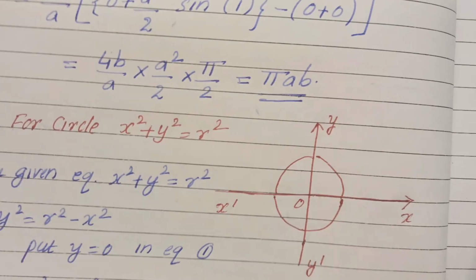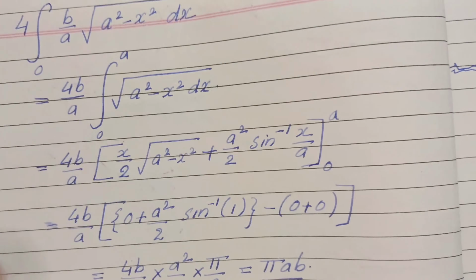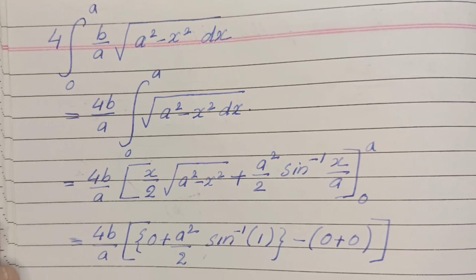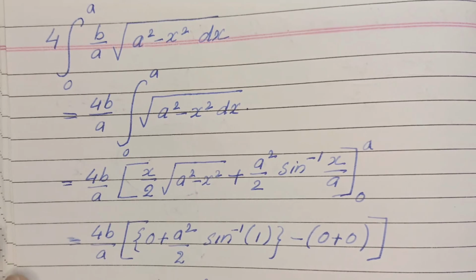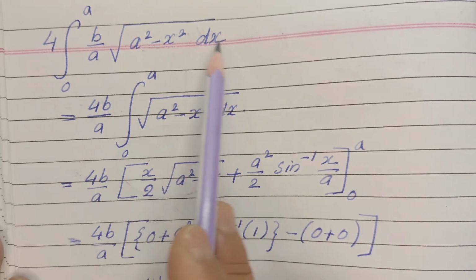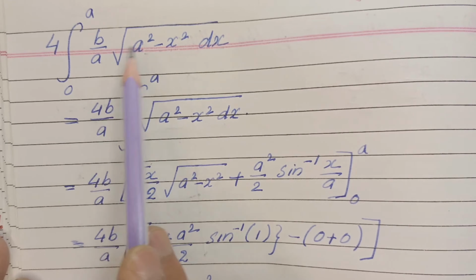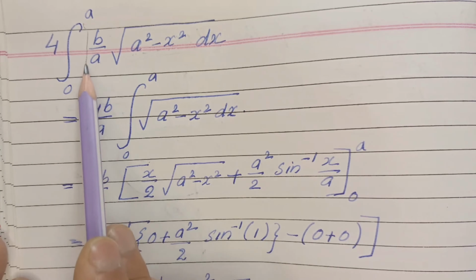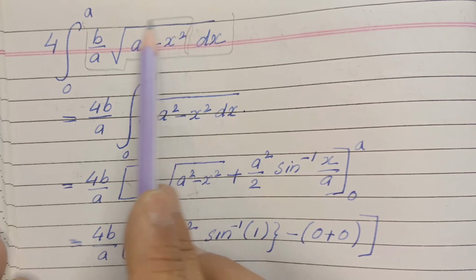So let's go further and check how we get the answer for the question that was given. It's a very simple question. Here you just see, it is 4 times the integral from 0 to a of b by a, just take b by a, root of a square minus x square dx. This is what we got. After substituting, we had already got this till here, and we just replaced f(x).